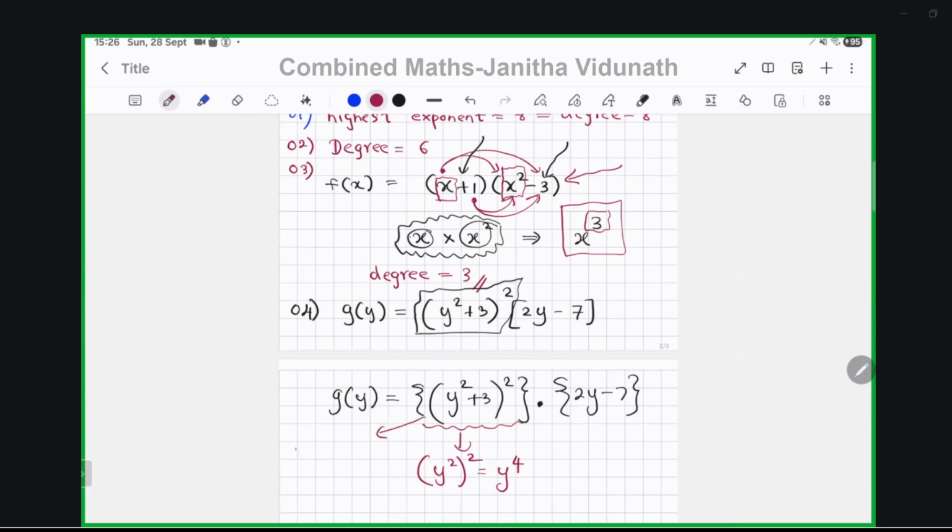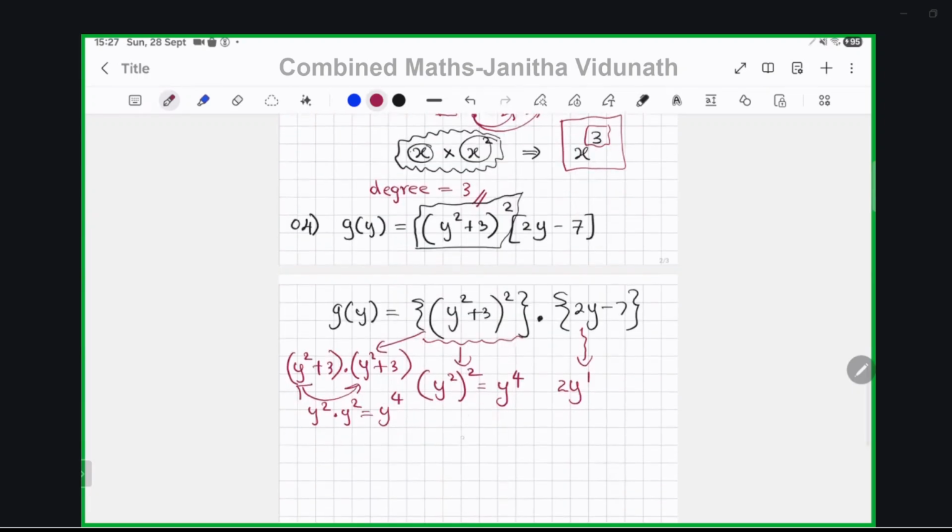Here this term consists of (y square plus 3) times (y square plus 3), because the square can be written as multiplying the same term with itself. Then simply the highest power is y square times y square. That means y to the power 4. The highest power of the second bracket is y to the power 1, that is given by 2y.